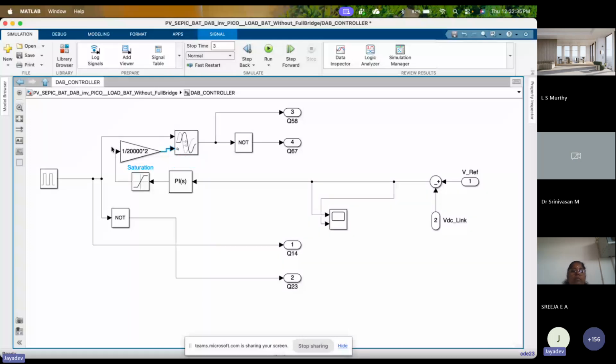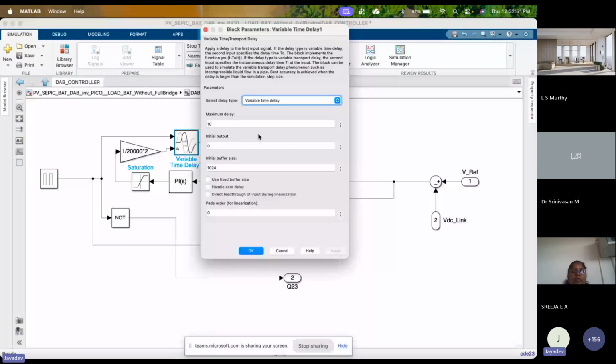Whatever signal comes in will be phase shifted by the time we have given in terminal 2. That is the job of the variable time delay. If you see inside, this is the generalized block. You need not change anything, you just connect here.